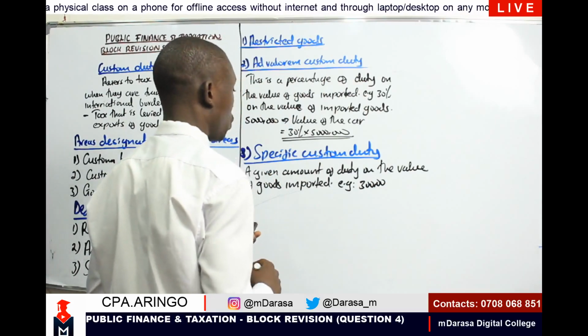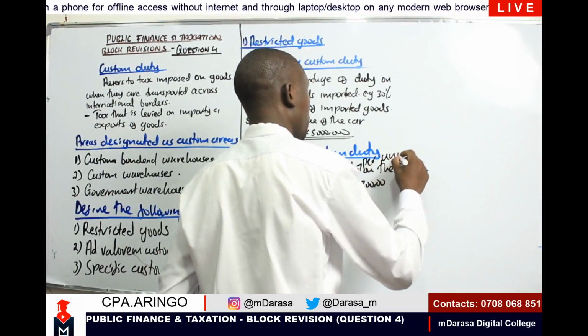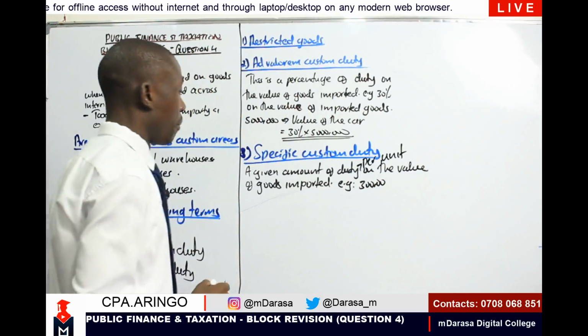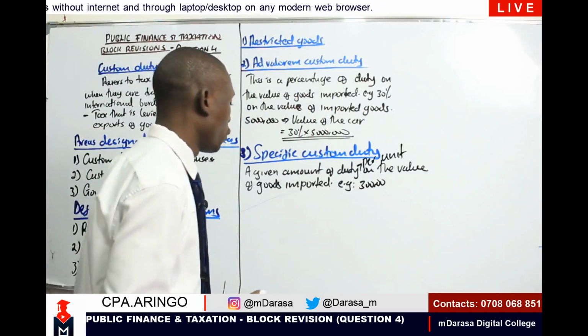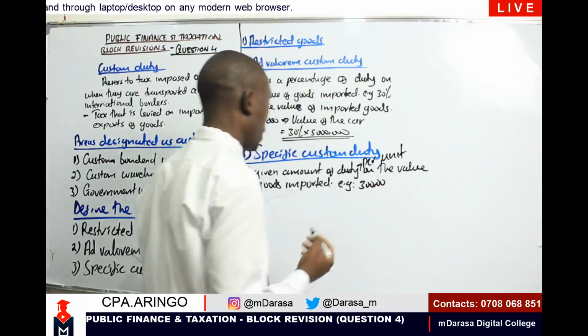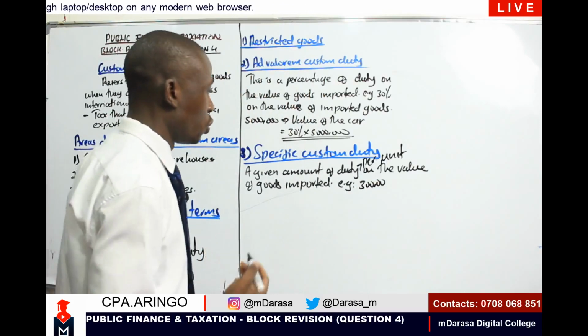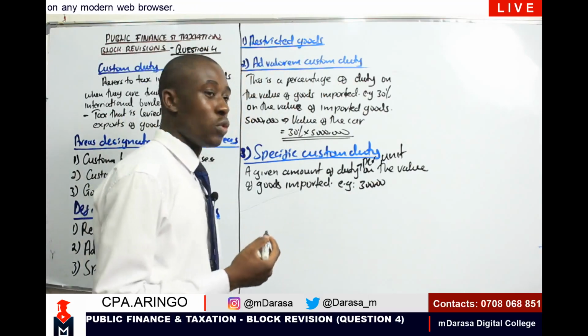A given amount of duty per unit on the value of goods imported. Keyword is per unit. A given amount of duty per unit on the value of goods imported.